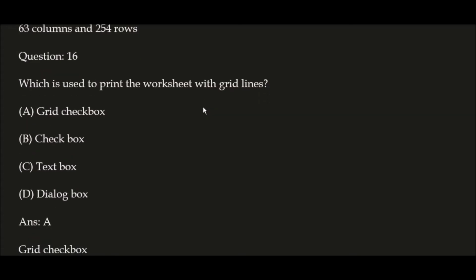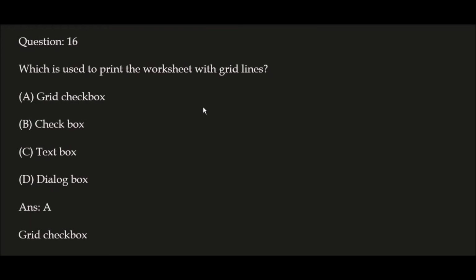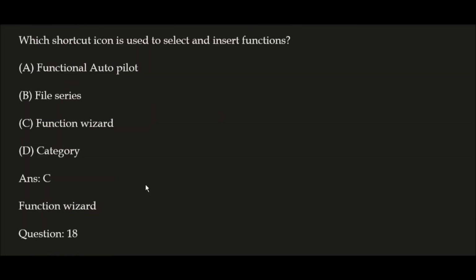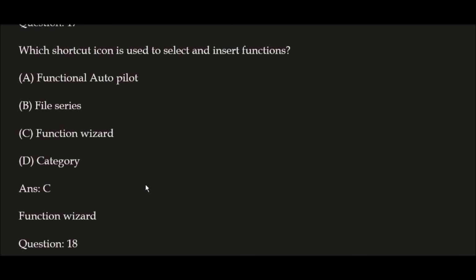Which is used to print the worksheet with grid lines? Option A grid checkbox, option B checkbox, option C text box, option D dialog box. Correct answer is option A grid checkbox. Grid checkbox is used to print the worksheet with grid lines. Okay. Next question. Which shortcut icon is used to select and insert functions? Option C is correct here, function wizard. Okay. Function wizard shortcut icon is used to select and insert functions in a spreadsheet.